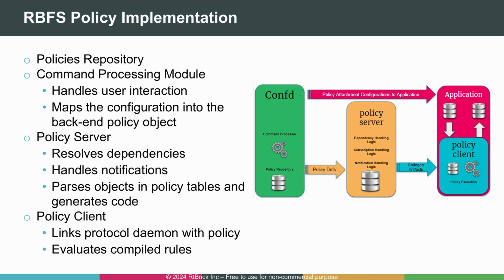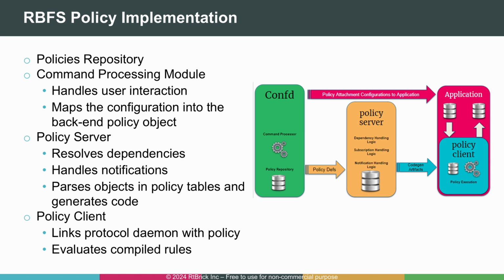The RBFS policy framework consists of four core components: the policy repository, the command processing module, the policy server and the policy client. The policy repository is a centralized store containing all defined policies and their associated match action logic. It includes structured tables that define match conditions and corresponding actions. The command processing module is part of the configuration daemon. This module serves as the user interface layer. It translates CLI or API input into internal policy representations and stores them in the policy repository.